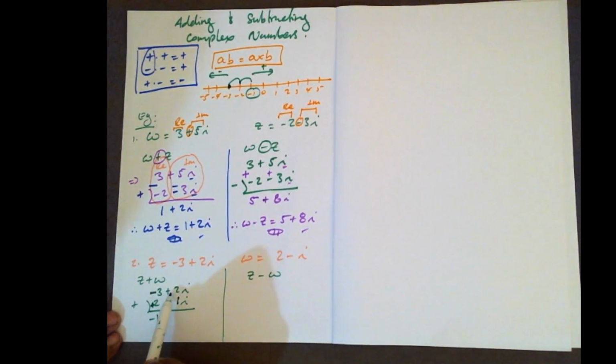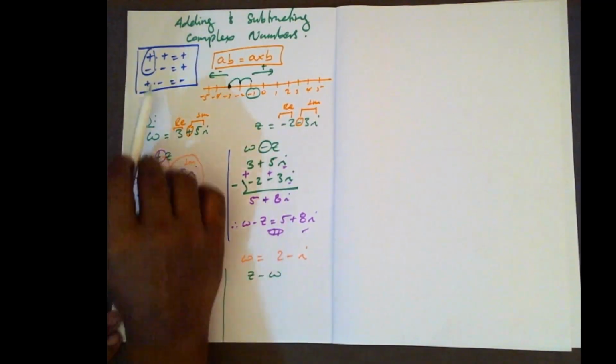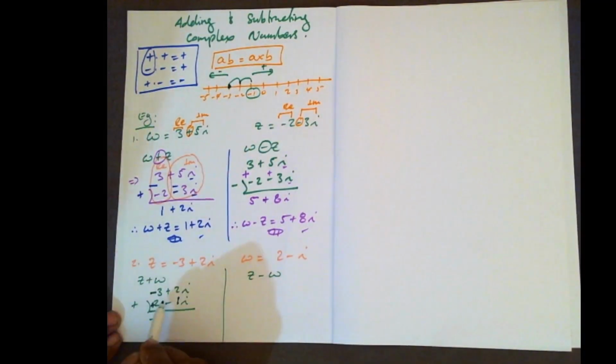Same concept. Plus 2i. So 2i, positive times negative is negative. So I can say that this is negative.